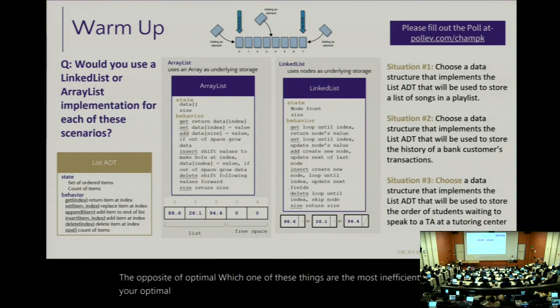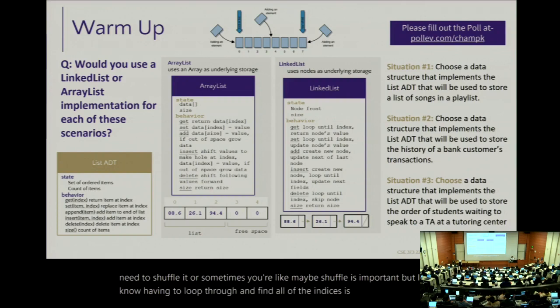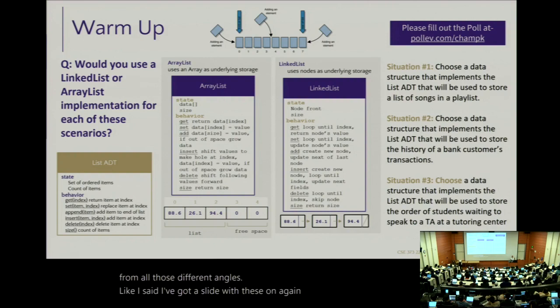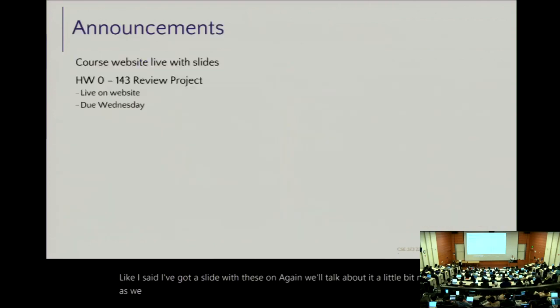Sometimes you're like, ooh, yeah, I need those indices because I need to shuffle it. Or sometimes you're like, well, maybe shuffle is important, but I just know having to loop through and find all of the indices is going to be so suboptimal that I have to also avoid the linked list. So you've got to think about it from all those different angles. Like I said, I've got a slide with these on again. We'll talk about it a little bit more as we get deeper into lecture.